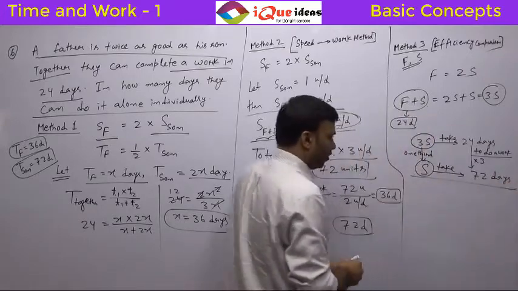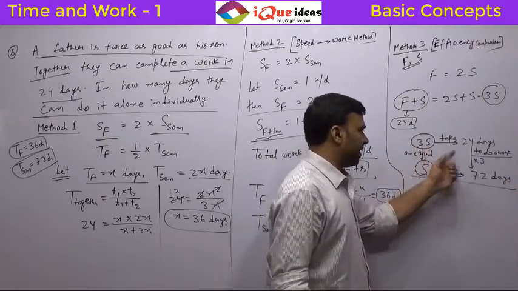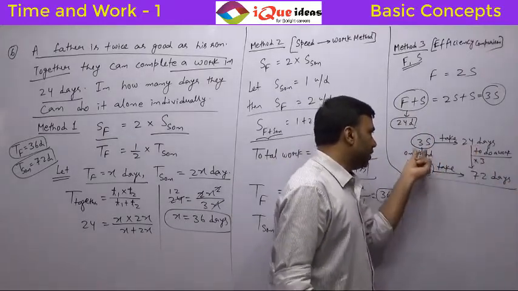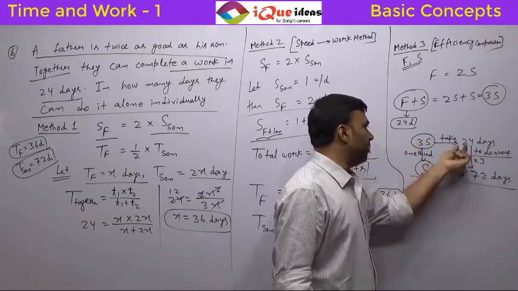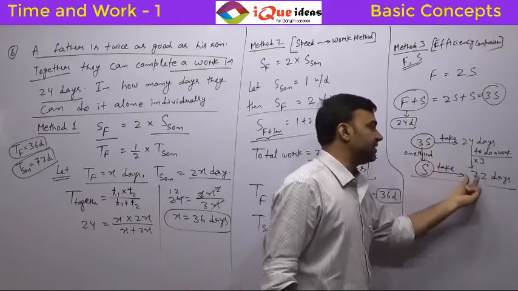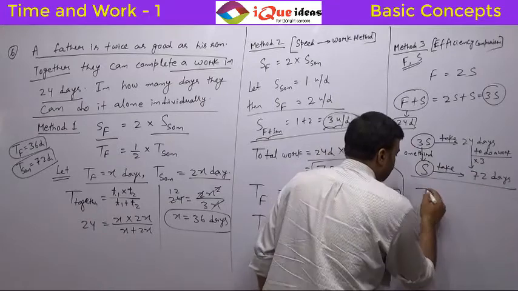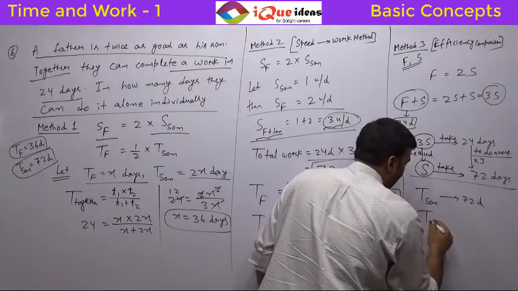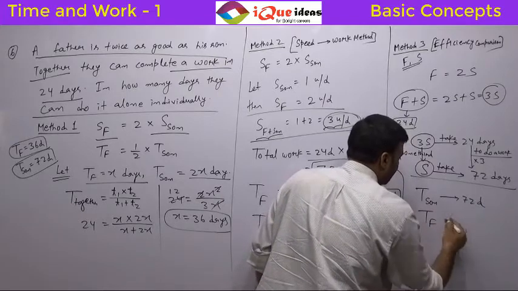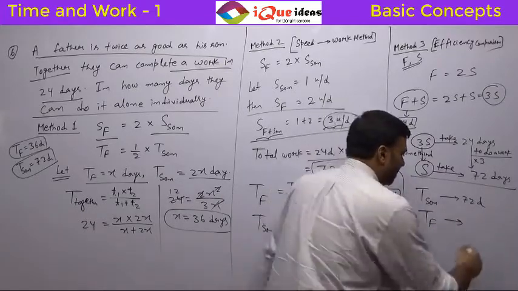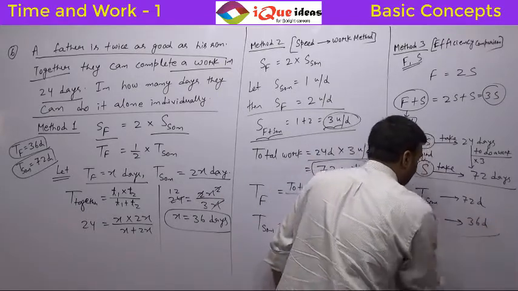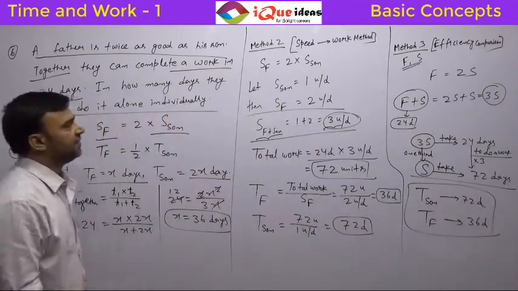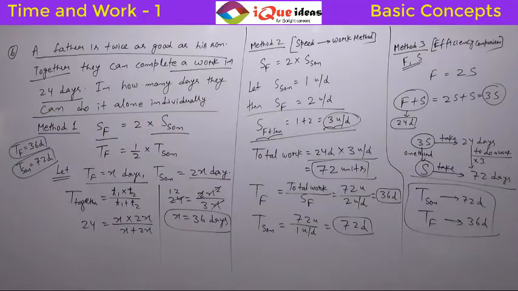Right? So 3 people like the son can do the work in 24 days together. So one son alone will be able to do the work in 24 into 3, that is 72 days. Alright? So the time taken by son is 72 days. Hence the time taken by father will straight away be equal to half of the time taken by son, that is 36 days. So these are 3 different ways in which we could have done this question.